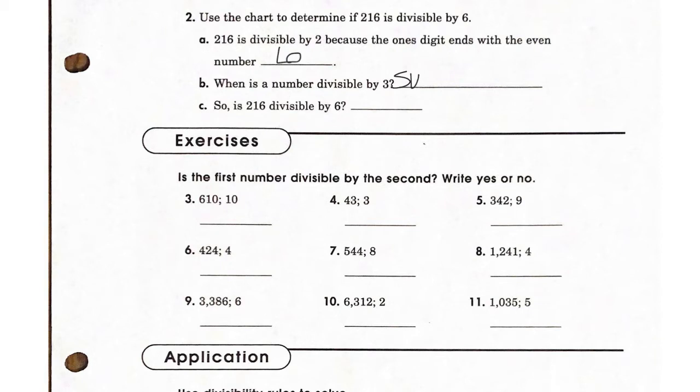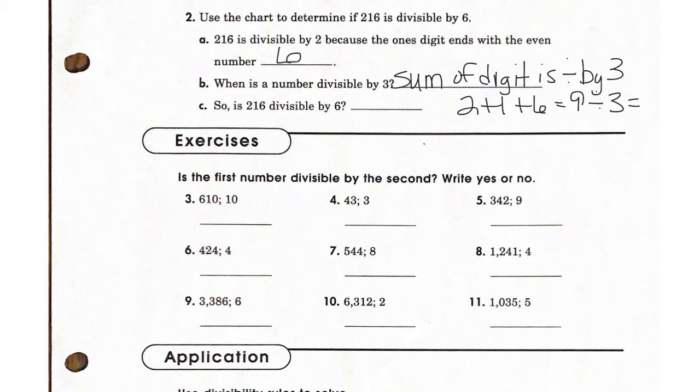When the sum of digits is divisible by 3. So when we think about that, if we add those digits, we have 2 plus 1 plus 6, which equals 9. 9 divided by 3 does equal 3. So is it? The answer is yes. All right, so make sure you get that copied down.